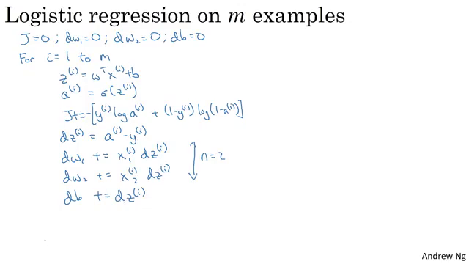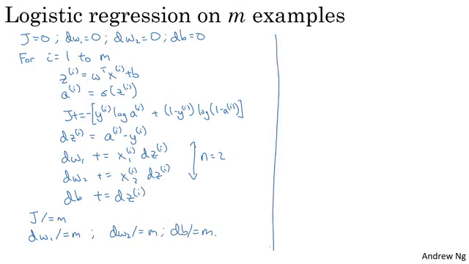Finally, having done this for all m training examples, you would still need to divide by m because we're computing averages. So dw1 divide equals m, dw2 divide equals m, db divide equals m in order to compute averages. With all of these calculations, you've just computed the derivatives of the cost function J with respect to each of your parameters w1, w2, and b.